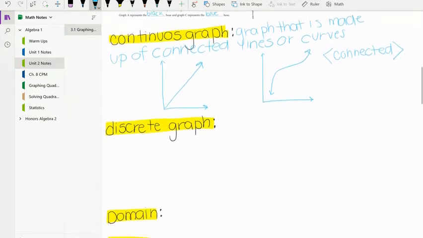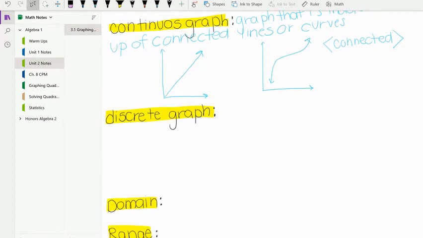And then we have discrete graph. So a discrete graph is a graph made up of distinct unconnected points.